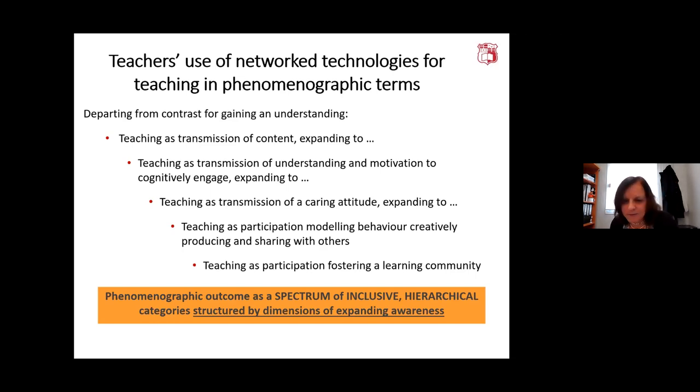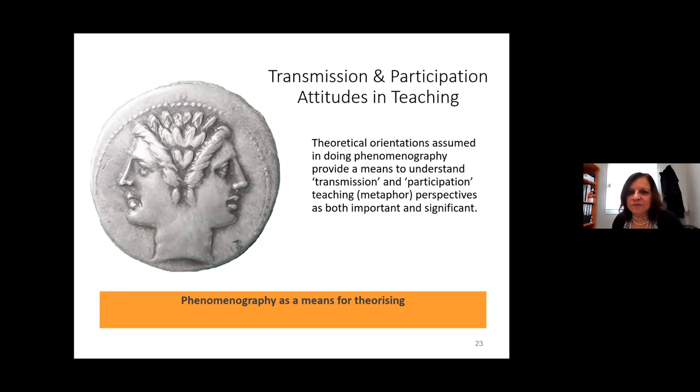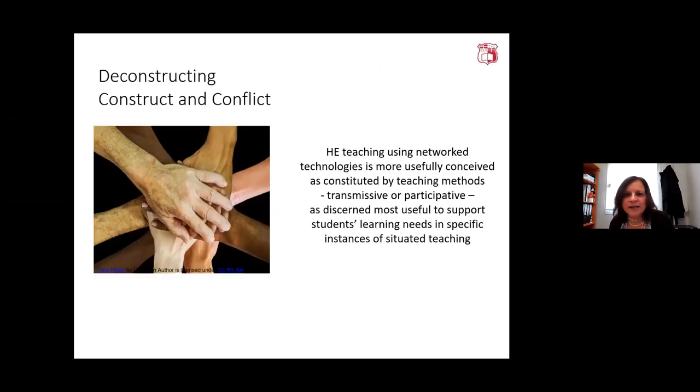So transmission and participation in this sense are not in contrast to each other, but they are different perspectives which are both important and significant. And with that, there is a sort of confluence of the two teaching metaphors, these two popular teaching metaphors, which Sfard back in 1998 wrote a very brilliant paper where she used logical argumentation in order to argue for this.